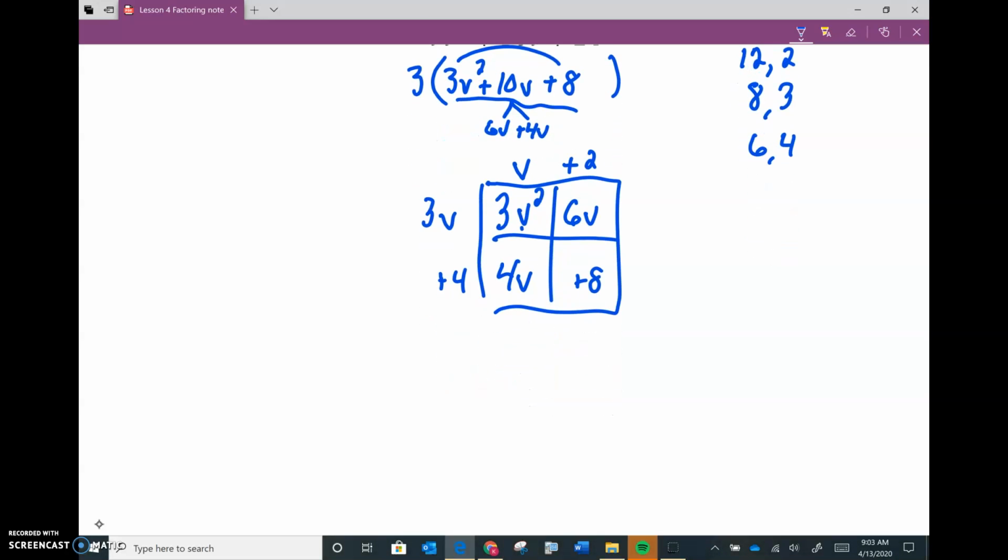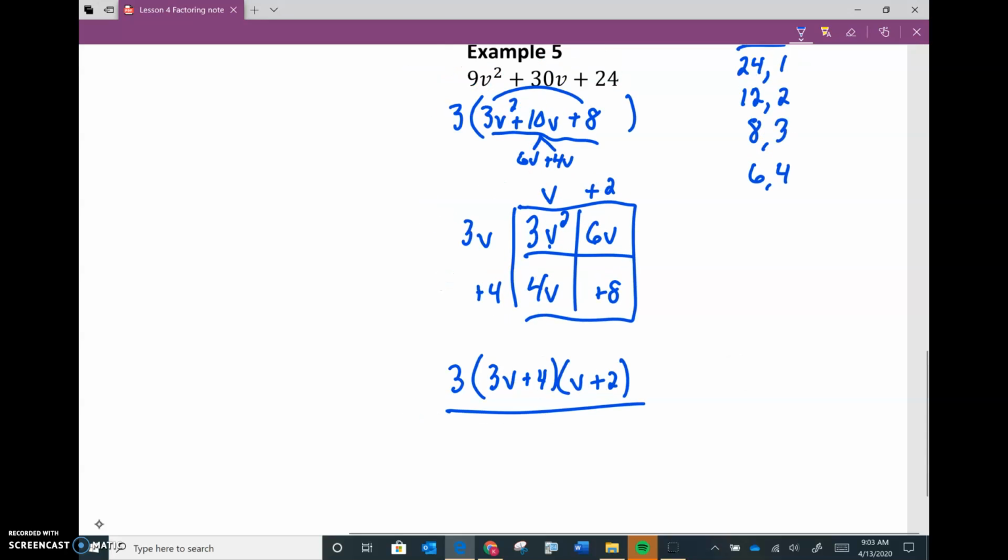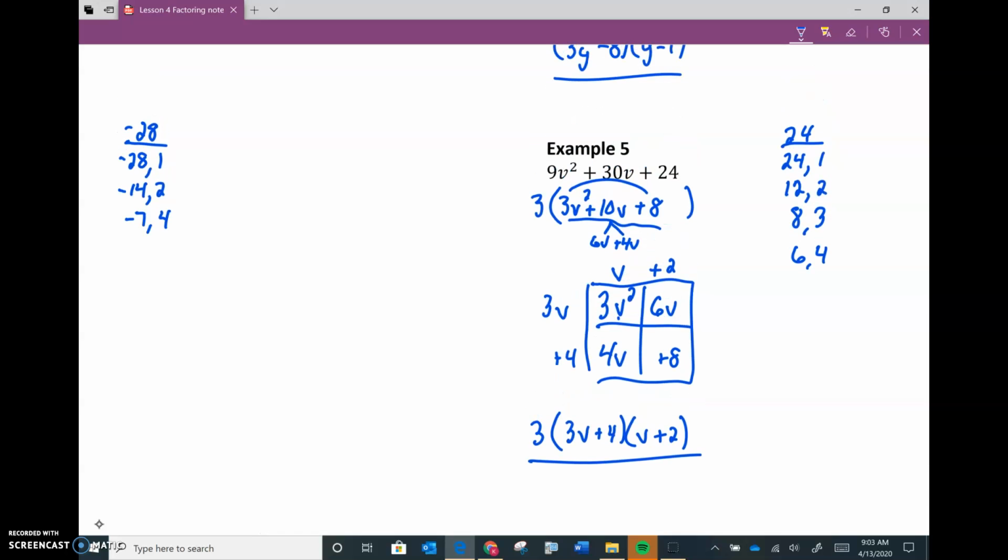Okay, so factored form on this one, we've got our common factor that we factored out in the beginning. And then our 3v squared plus 10v plus 8 factors into 3v plus 4 times v plus 2. Now we have it completely factored. So point being here on number 5 is always look for a common factor first. If there is one, make sure you factor that out. It makes your factoring problem a little bit easier.